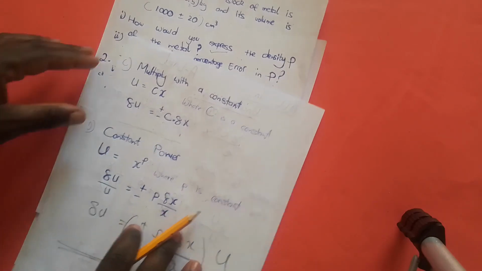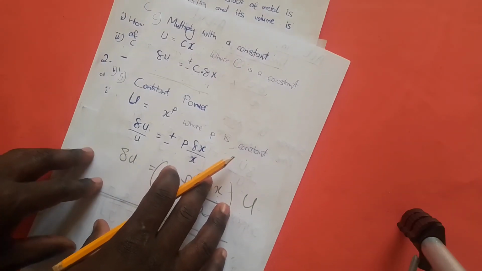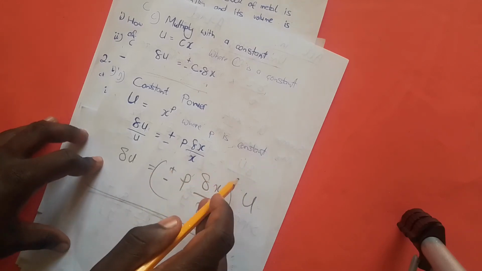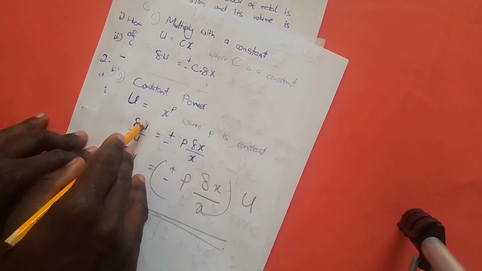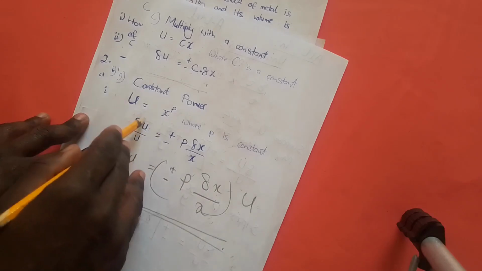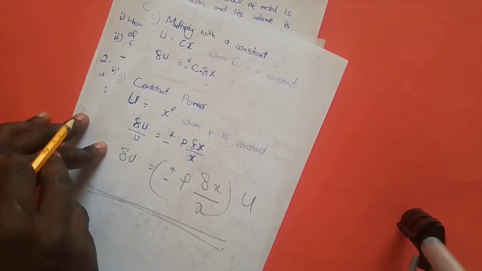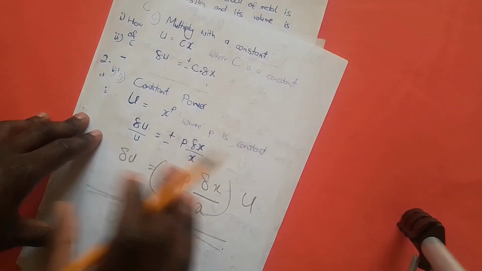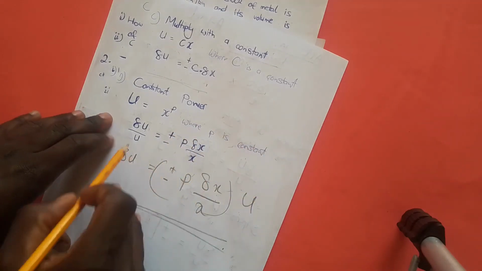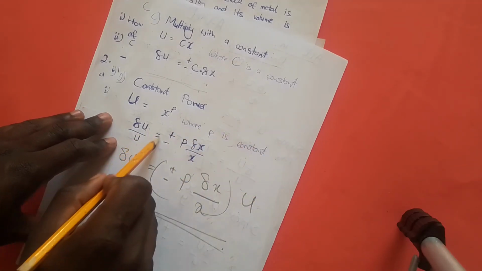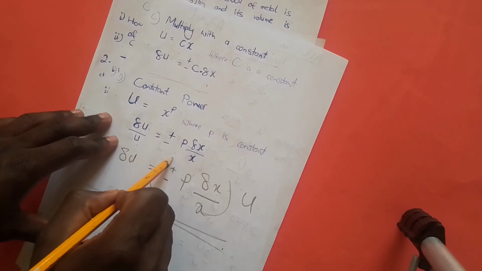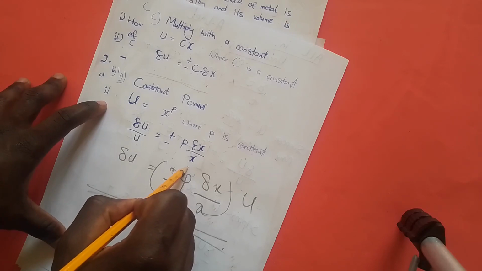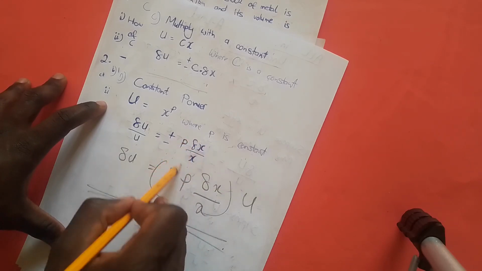Then the last concept I want you to keep in mind before we solve question 2 is that when you have a constant power, for instance, u is equal to x to the power p, where p is a constant and non-changing power, the absolute error in u over u will be equal to plus or minus the constant power p times the absolute error in x over x. Or in simpler terms, this is just the fractional error in x.